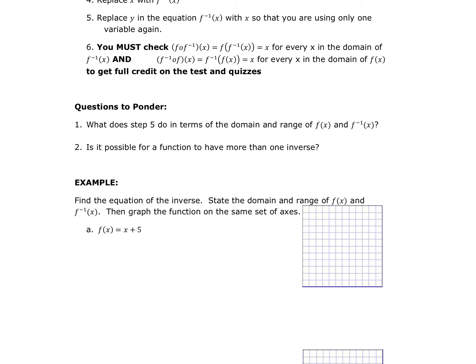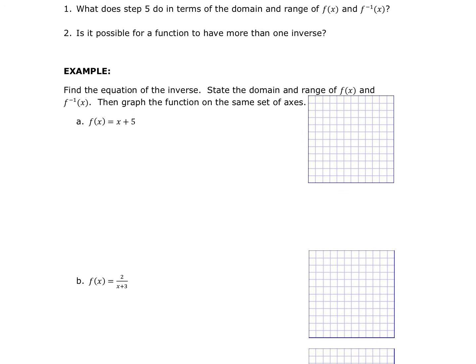What does step 5 do? Step 5 is the moment that our domains become ranges, our ranges become domains. And do we have more than one inverse for a given function? I'm not going to answer that. I want you to contemplate that.